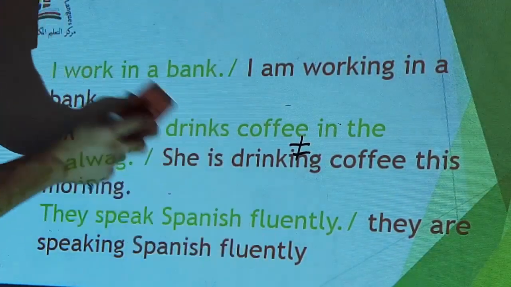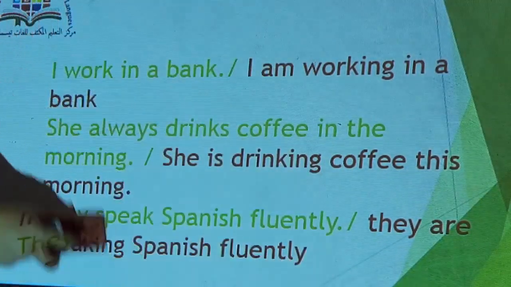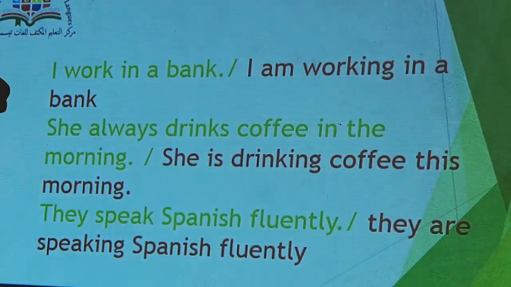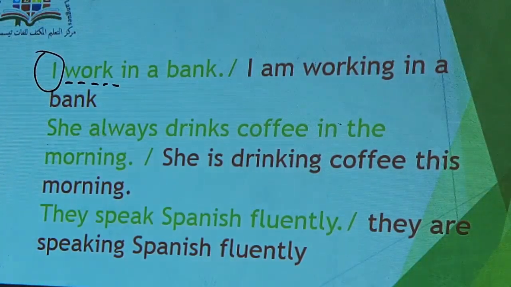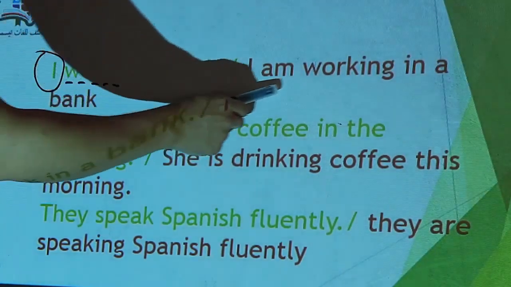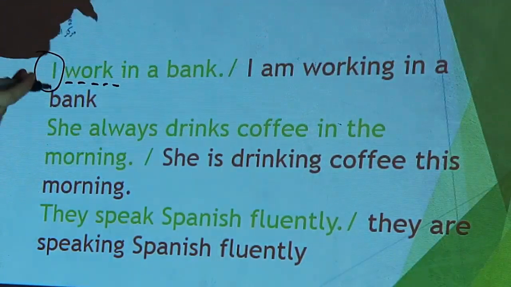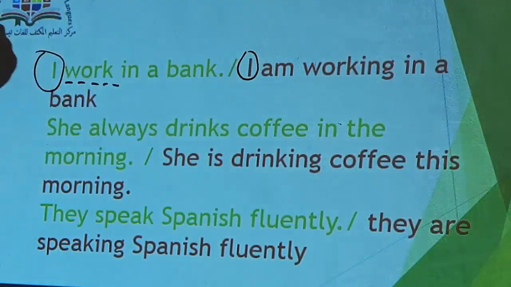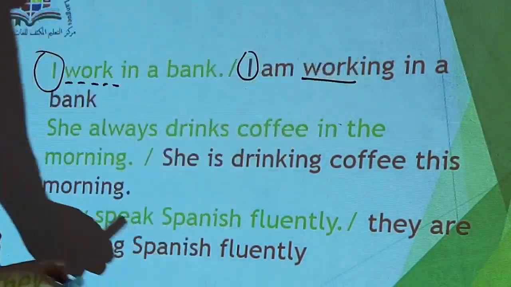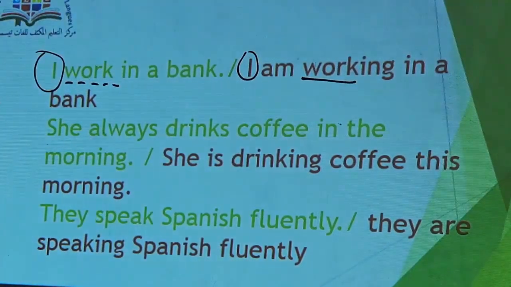Now, let's read these examples that we had here. I work in the bank. Look here. We have our subject here and we have our verb. I work in the bank. This is what we call the present simple. However, when I say I am working in the bank, it is the present continuous. If you notice here, we have the same subject, the same verb, and the same complement. However, the meaning is completely different.